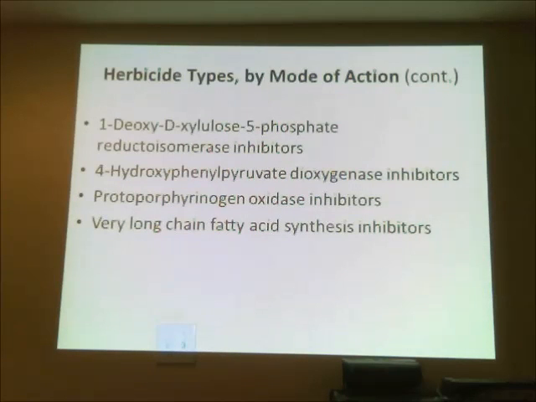And these last, I believe it's just these last four: deoxyxylulose 5-phosphate reductoisomerase inhibitors, another category that I'll talk a little bit about; 4-hydroxyphenylpyruvate dioxygenase inhibitors, again, specific enzymes, and we'll talk a little bit about what they do. And protoporphyrinogen oxidase inhibitors. Protoporphyrinogen oxidase is actually involved in the synthesis of chlorophyll.